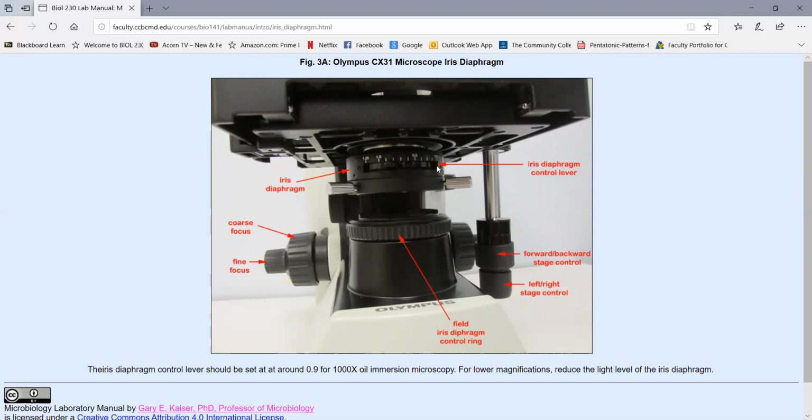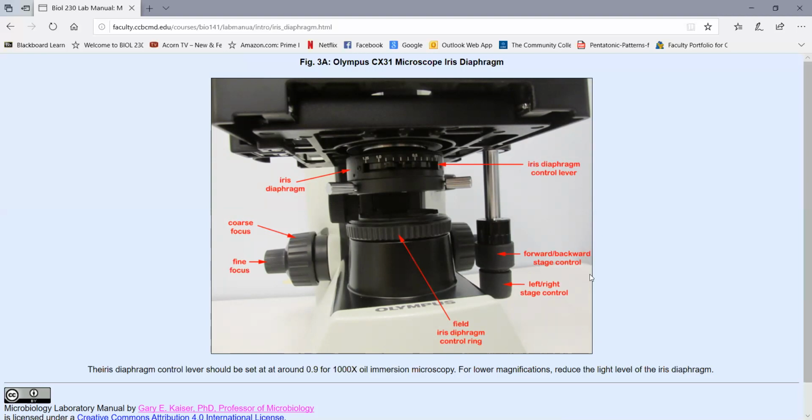So we can adjust the light. When we slide that lever to the left, that increases the amount of light coming through the lens. And when we move it to the right, that decreases the amount of light. And that's what we use to get contrast. That's what we use to improve the image. Every time we focus, we play a little bit with the iris diaphragm control lever to see if reducing or increasing the light a little bit makes the image a little more clear.